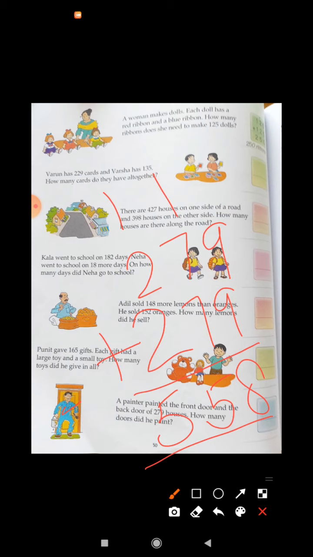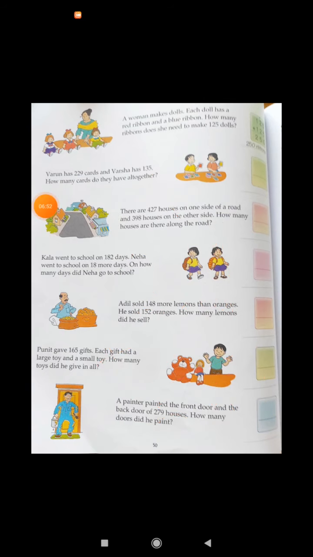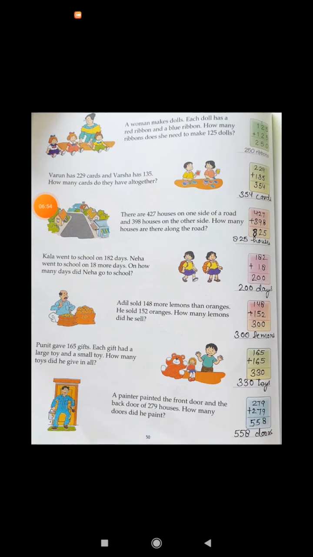I hope you understood this one. Beta, you have to complete this work in your books, and you can do it in copies also. Students, you can note down from here after doing that work. But your writing should be neat and clean.